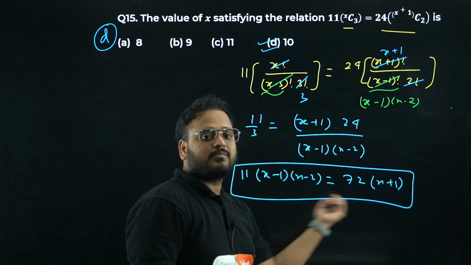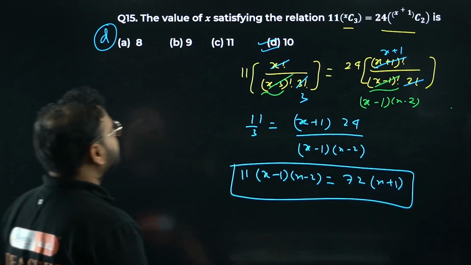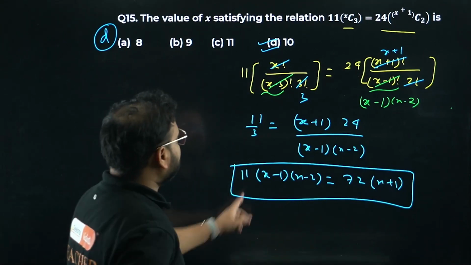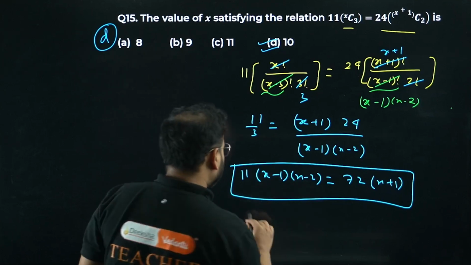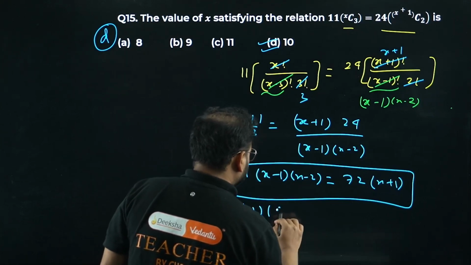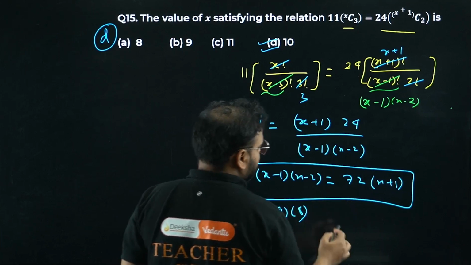From here you have to take these terms on this side. Solve, you're going to get the x value as 10. Do one thing, check over here. We get 10 minus 1 as 9, 8. So we get over here 11 into 9 into 8, and put here the x value.